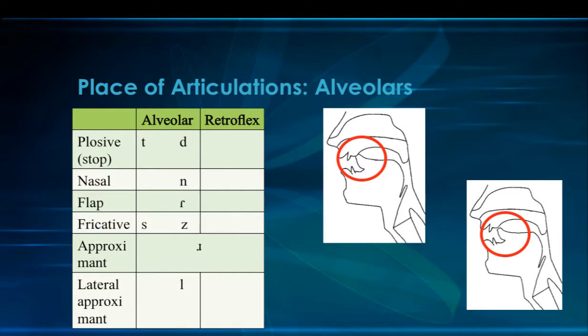There's a quick trick to see if you produce your R's as retroflex or not. If you take a toothpick and gently touch your tongue with it as you produce the sound R, you will feel a slight poke. If the toothpick pokes you in the tip of the tongue, your R is not retroflex. But if it pokes you in the underside of your tongue, it is retroflex.